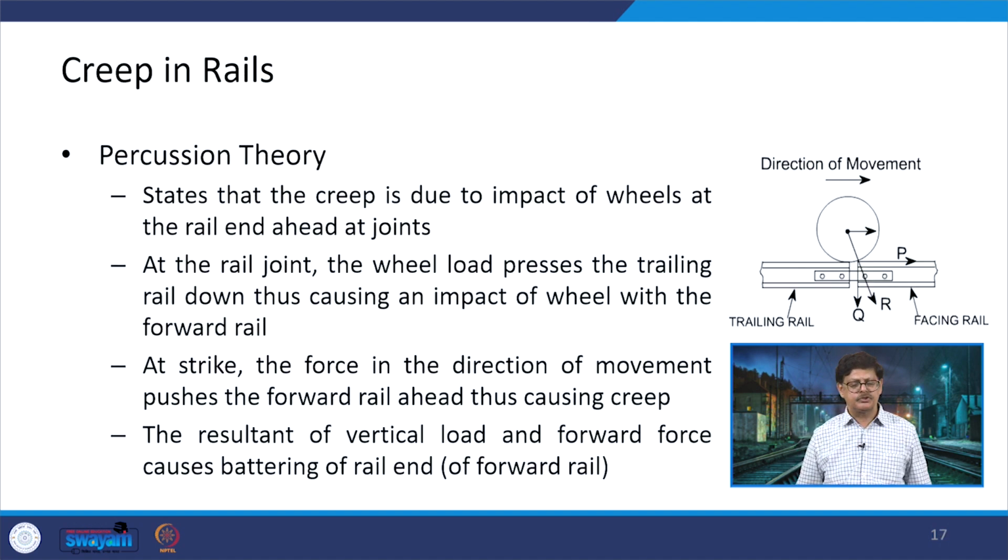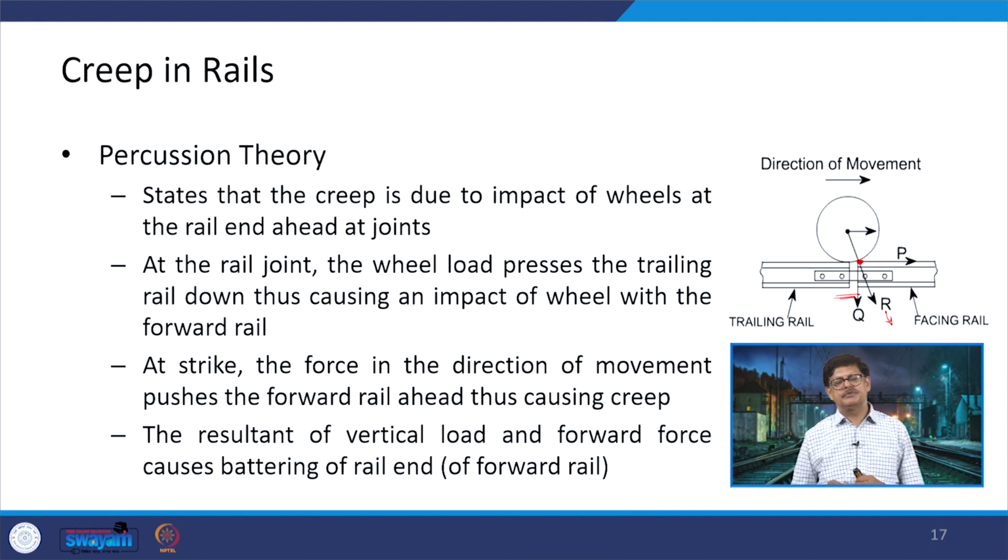Another theory is the percussion theory. The percussion theory is more related to the impact at the rail joint. Here two rail sections are shown and they have been jointed by a fish plate and fish bolt arrangement. Now, the wheel comes at the location where the joint is and then it hits the corner of the rail, and there is a force R which is transferred to the rail section.